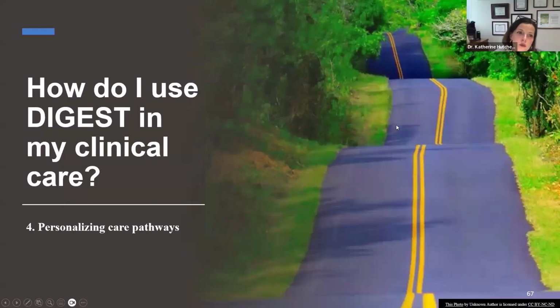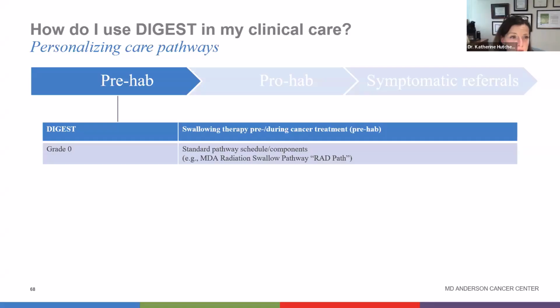Finally, I'll give you an example of how we can use Digest to personalize our care pathways. Again, this is going to be a cancer example, but for many who work in the cancer space, we know that prehab pathways are pretty popular for swallowing preservation in patients going through radiation to the head and neck. And we often will look at the baseline digest grade of an individual to scale up the amount of swallowing therapy a patient might benefit from receiving during their head and neck radiation.